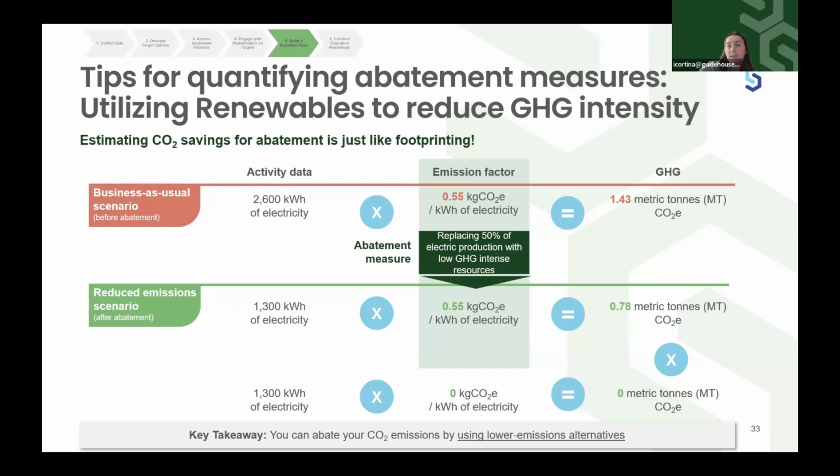Here you can see that the total emissions are cut in half from that 1.43 metric tons to 0.78. The key takeaway here is that a lower emissions alternative for energy can also result in a big impact in emission reduction. Now you can think about how that compares to what we said on the last slide, and if you use both energy efficiency measures to reduce your consumption with renewable energy resources, you can really have a huge impact on reducing your total emissions.